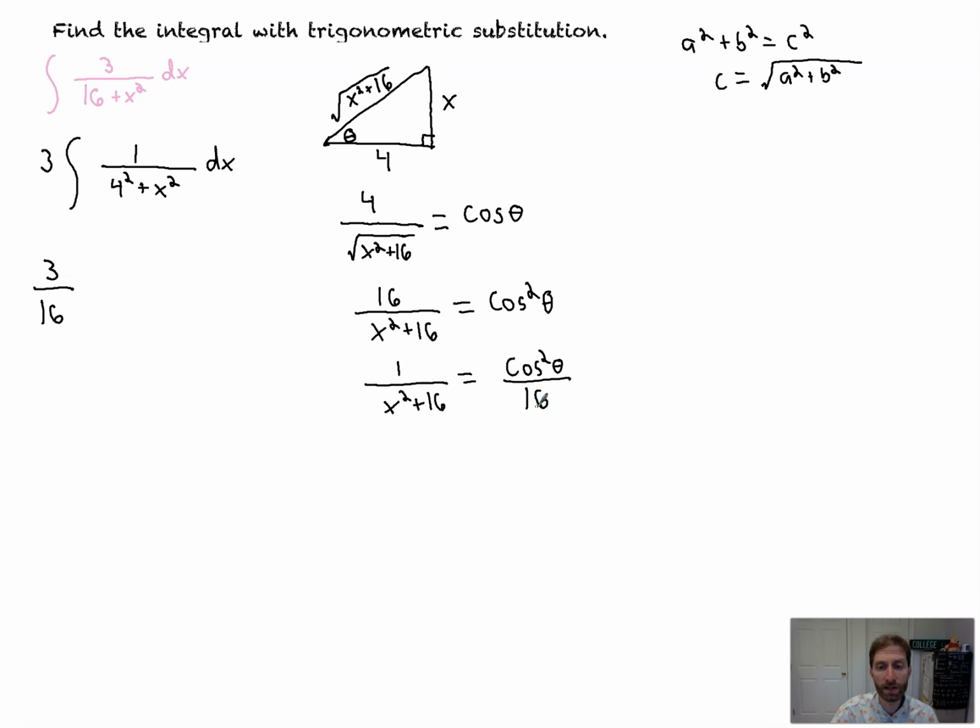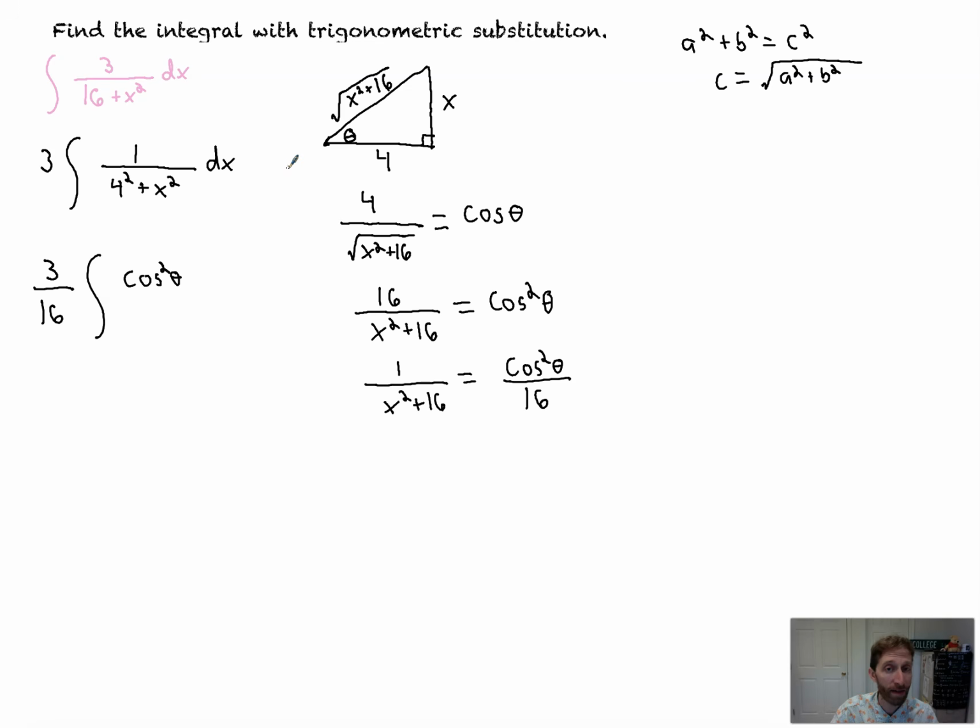3/16. I'm pulling out a 16 from here. The integral of 1 over 4 squared plus x squared, that's this, is cosine squared over 16. So that's just cosine squared theta. That's what I get from this part right here. Now that still has a dx, so I can't just take that with respect to dx, I got to take it with respect to theta.